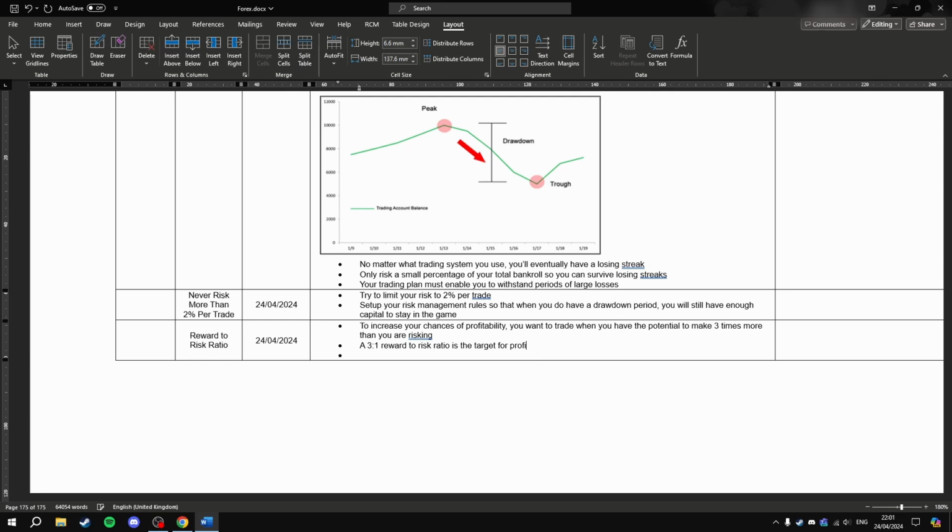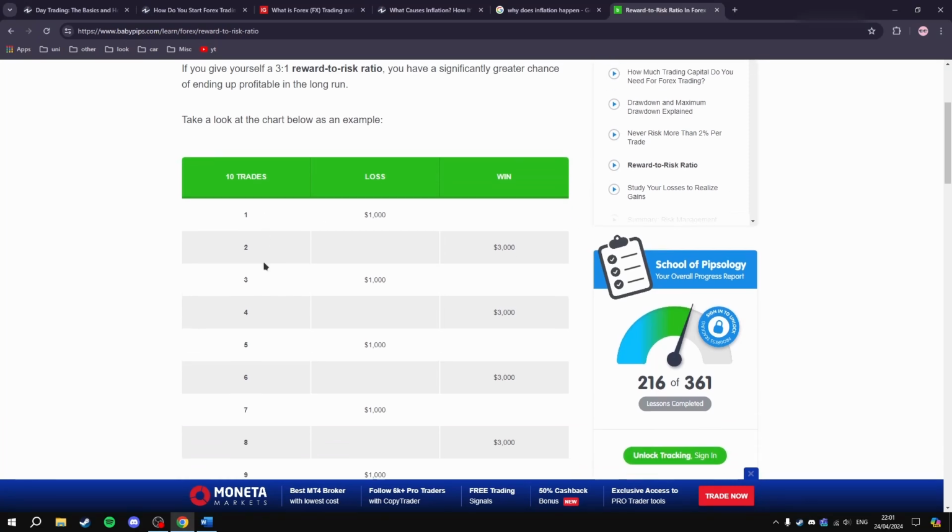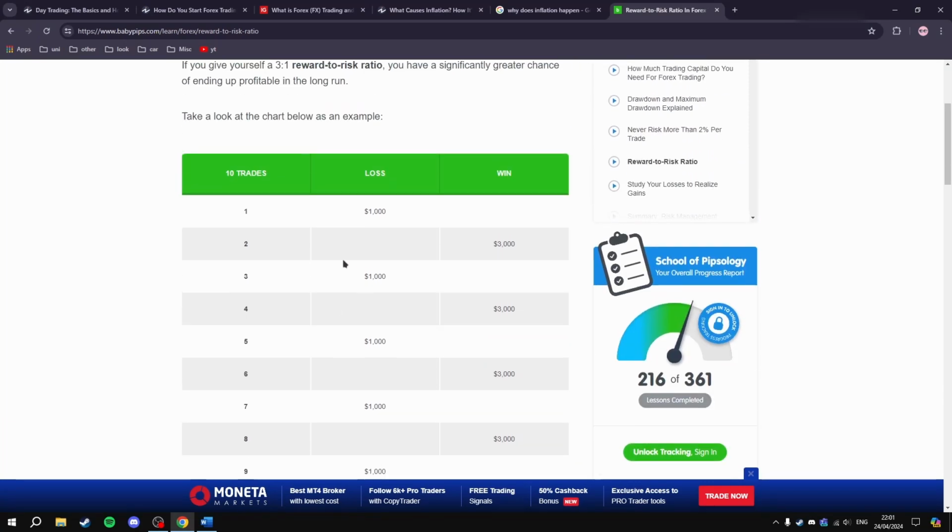For profitability in the long run. Take a look at the chart below as an example. So 10 trades, 1, 2, 3, 4, 5, 6, 7, 8, 9, 10.